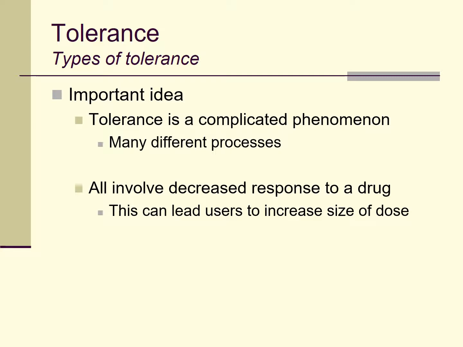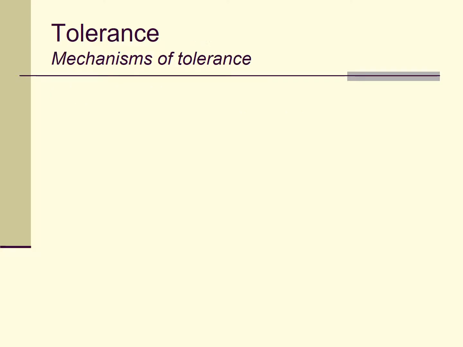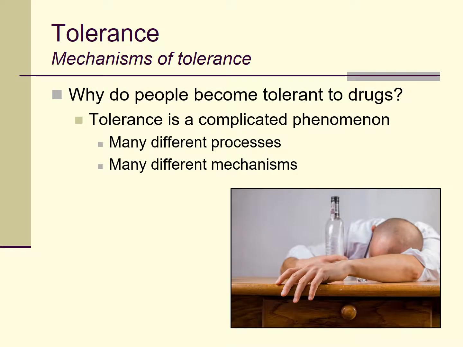So I said before that one interesting thing about tolerance is that there are multiple facets or aspects of tolerance, different mechanisms, different types of tolerance. Another interesting question is, why do people become tolerant to drugs? How do these different aspects of tolerance work? I've already said there are different processes, different types of tolerance. It probably won't surprise you to know that there are different mechanisms which explain, at least in part, why these different processes or types of tolerance work the way they do.